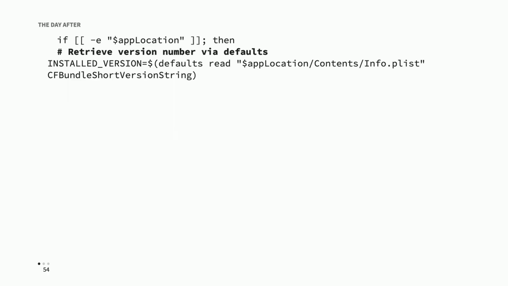Basic version check. Does the app location exist? Does the app exist? If it does, let's go ahead and call defaults, and this is the exact same command we were looking at earlier. Give me the version number using defaults. Easy.